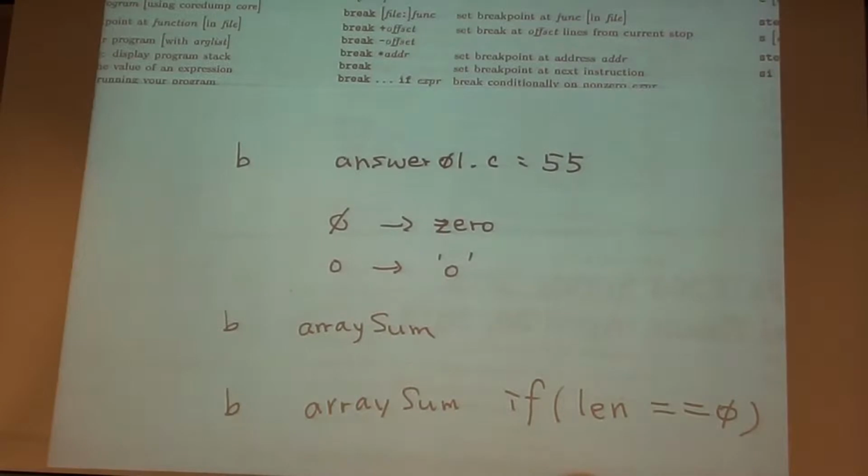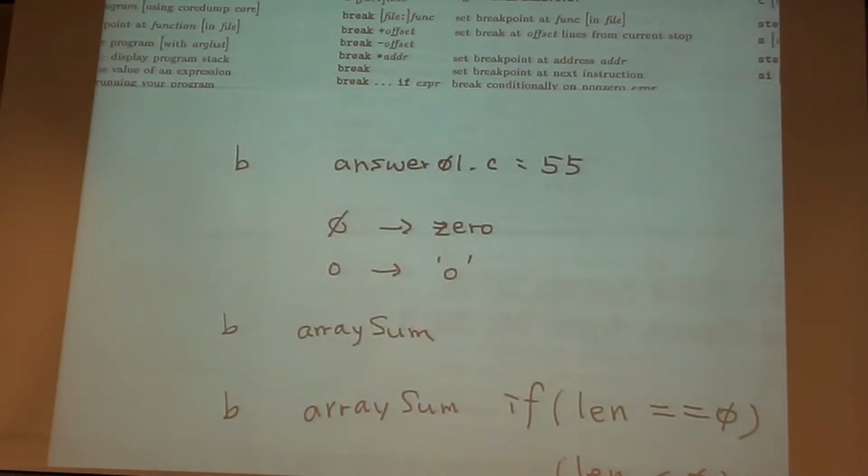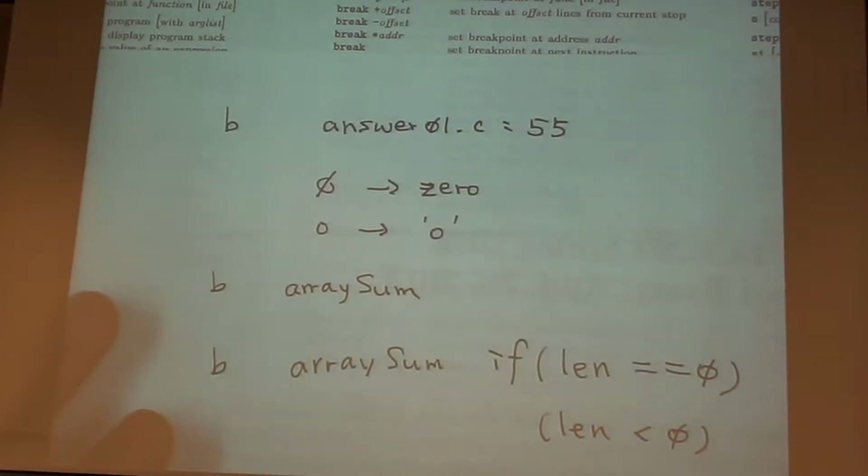This is particularly useful when you know something is wrong but not always wrong. So you want to break in a particular condition, or you can obviously say length is less than 0 or something like that. Conditional breakpoint is very useful when you debug a big program. Any questions?